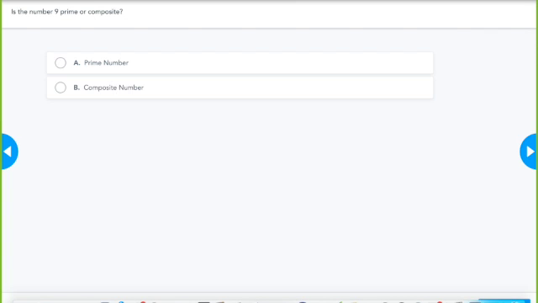Okay, so the number 9. I know that 9 can divide by 3. And when 9 divides by 3, that equals 3. So I know that it has more than 2 factors. And so because of that, I'm going to say that 9 is a composite number.